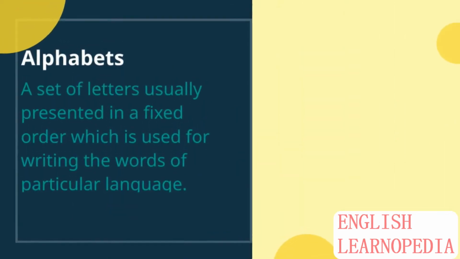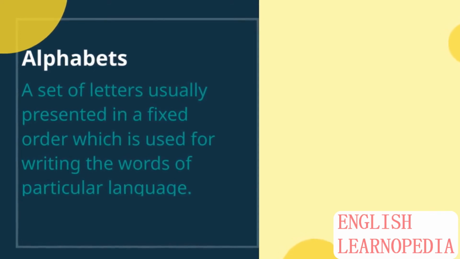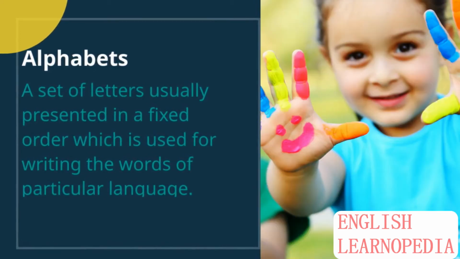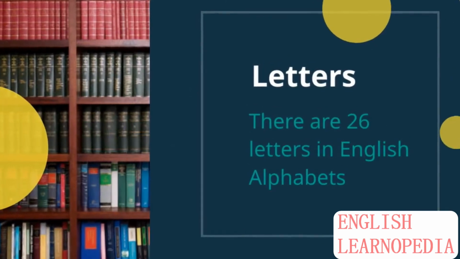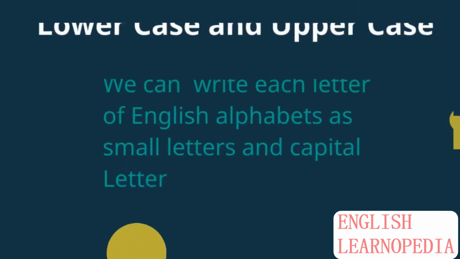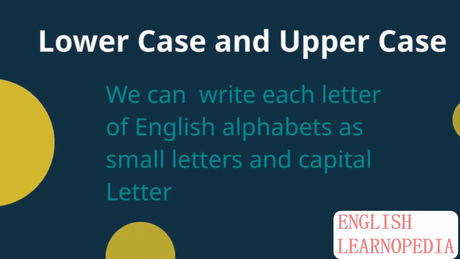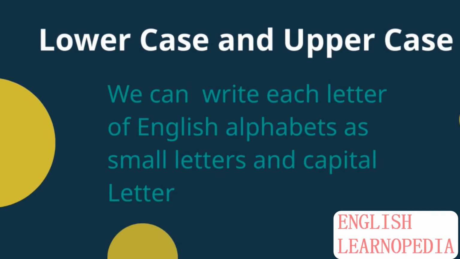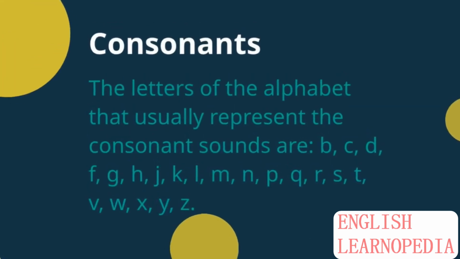What is alphabets? An alphabet is a set of letters usually presented in a fixed order, which is used for writing the words of a particular language. There are 26 letters in English alphabets, from A to Z. We can write each letter of the English alphabet as small letters and capital letters, which can also be termed as uppercase and lowercase. English alphabets is divided into two segments, consonant and vowel.